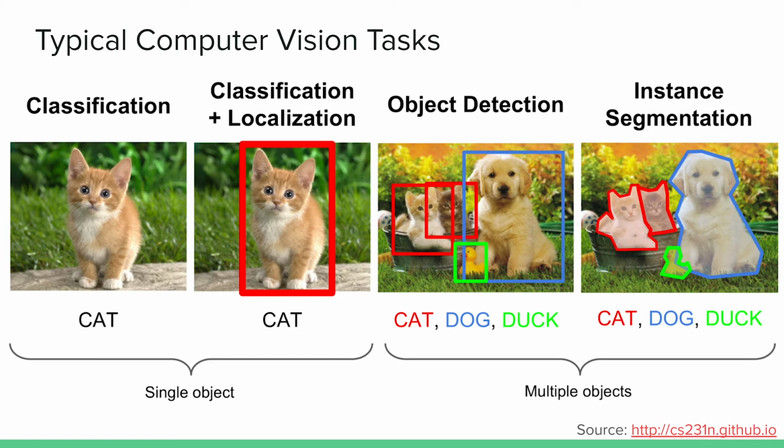And ultimately, you can even go down to the pixel level and say which object each pixel belongs to. If you do this, you get instance segmentation. So here you get masks for individual instances, and each cat gets its own region, and you also get the classification label that this is a cat.